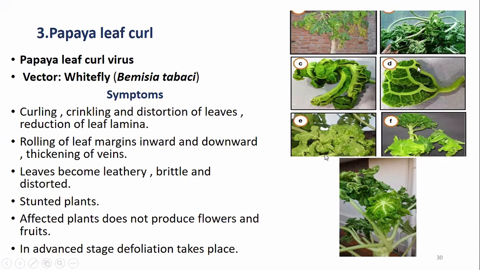Leaves become leathery, brittle, and distorted. Here you can see leathery and brittle leaves. Affected plants are stunted and do not produce flowers and fruit. The fruit formation and flowering are mostly affected by papaya leaf curl. In advanced stages, defoliation takes place.